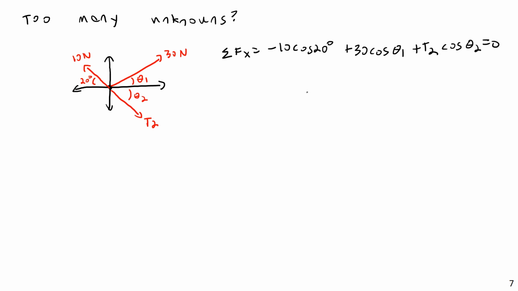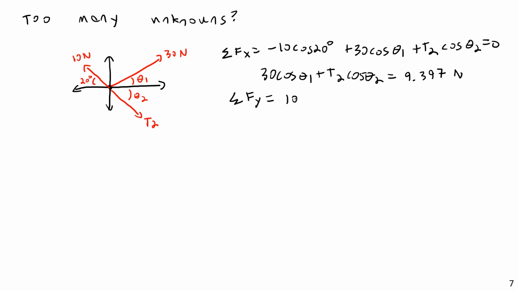equals 0. And so I get that 30 cosine theta 1 plus T2 times cosine theta 2. T2 times the cosine of theta 2 is equal to 10 times the cosine of 20. I'll go ahead and leave that as just an ugly decimal for now. And that would be 9.397 newtons.